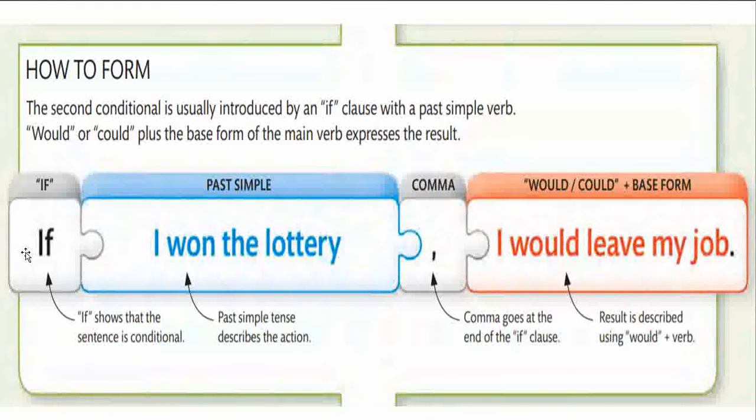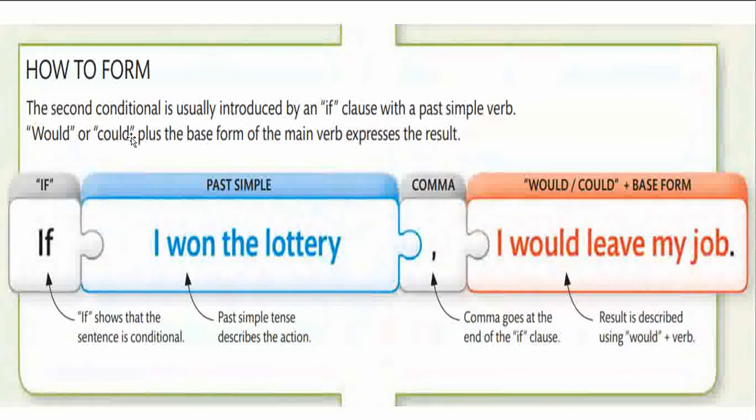Now, let us see the constructions with it. The second conditional is usually introduced by an if clause with the past simple. So you have the conditional word, and then the simple past, which is the action that is conditioned. So if I won the lottery is the conditional clause, separated by a comma, and then the independent sentence, which can have could or would: I would leave my job.